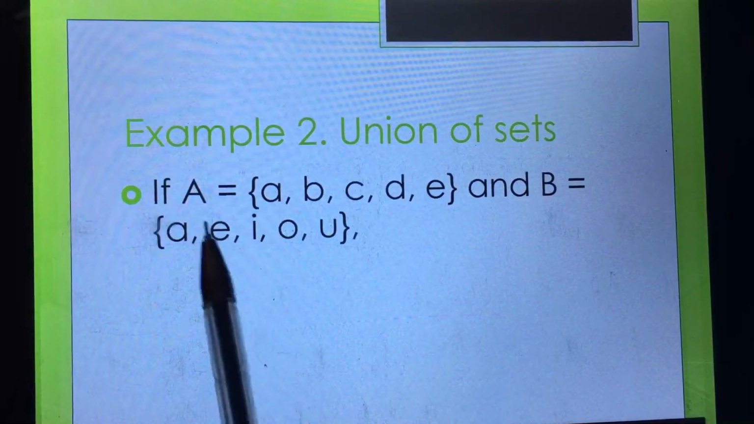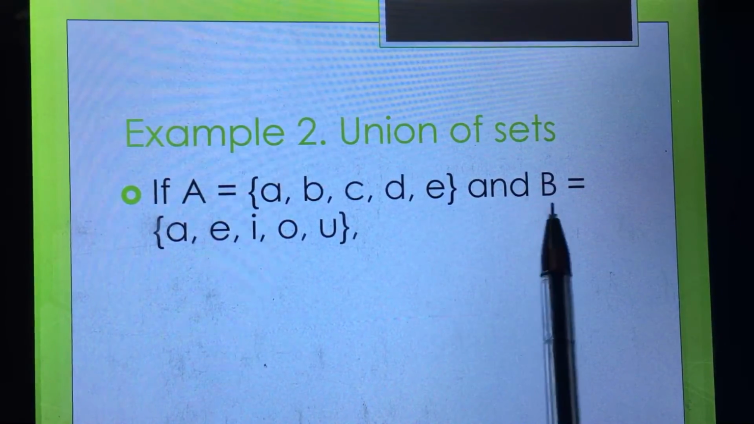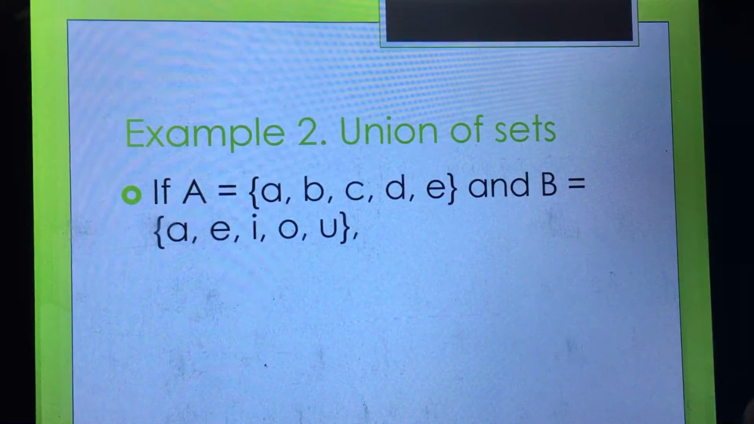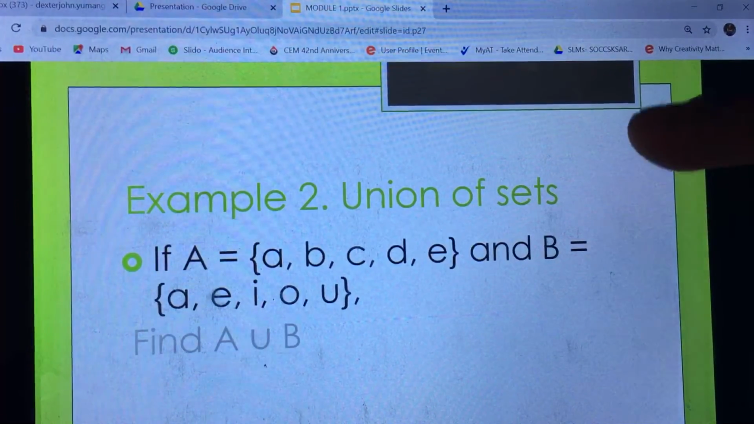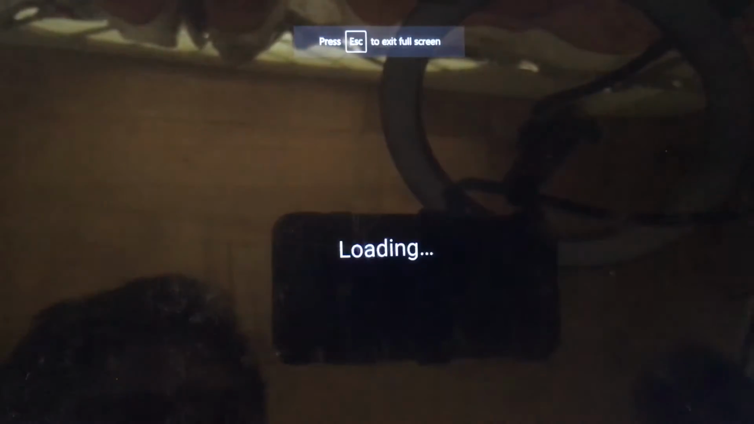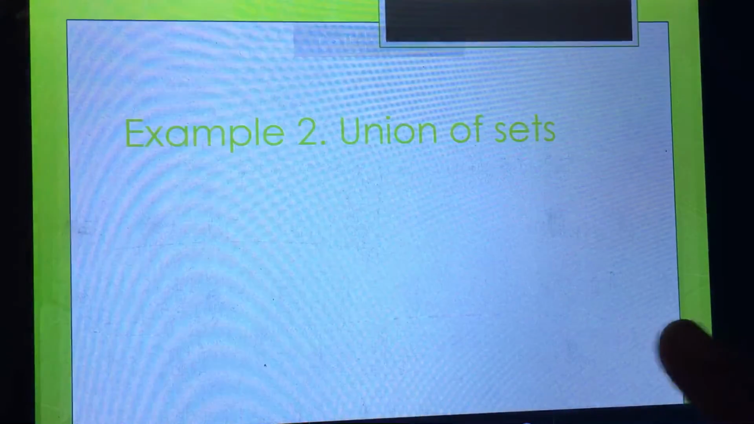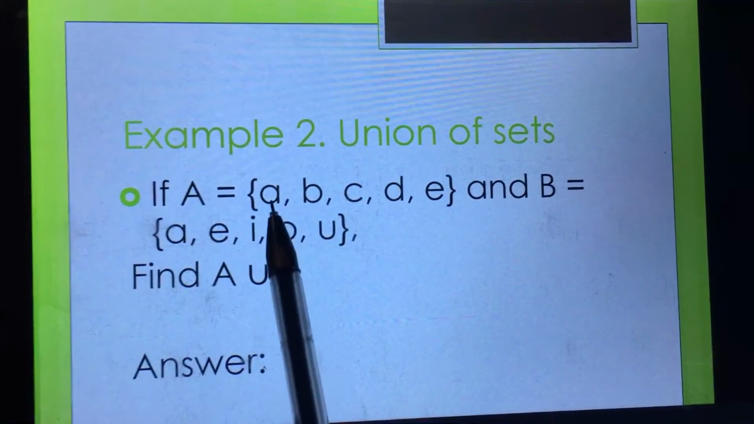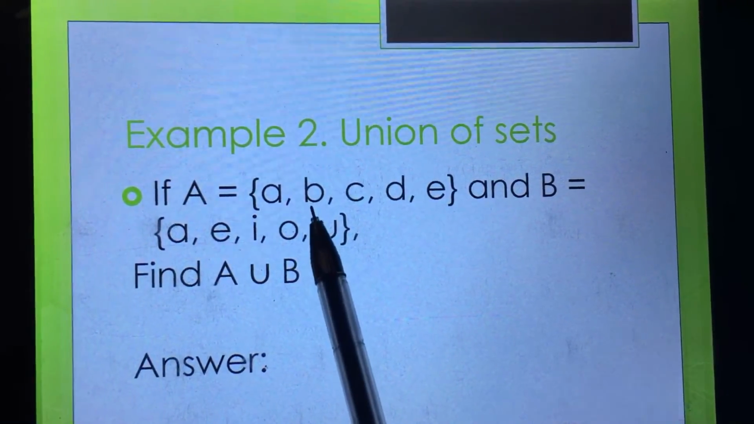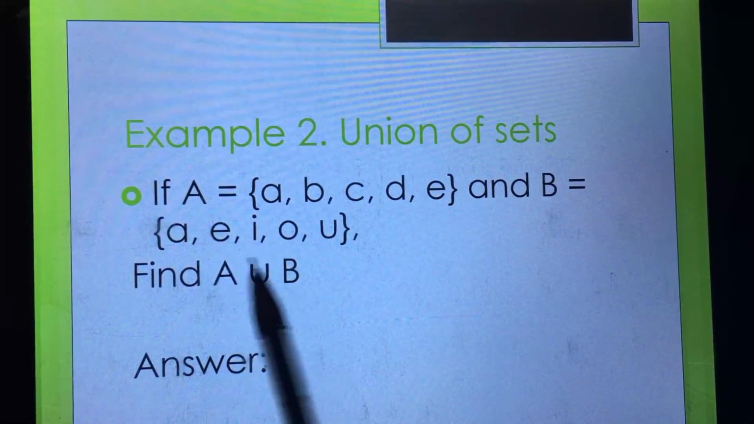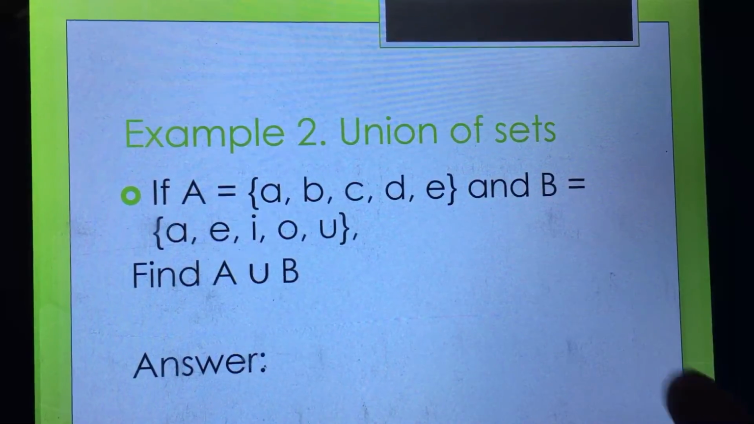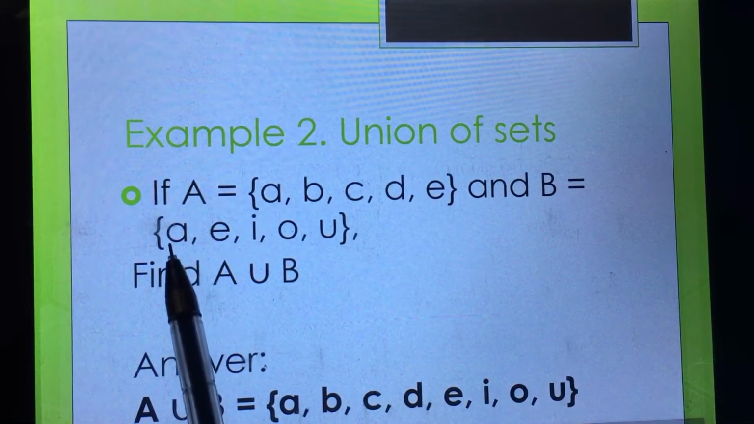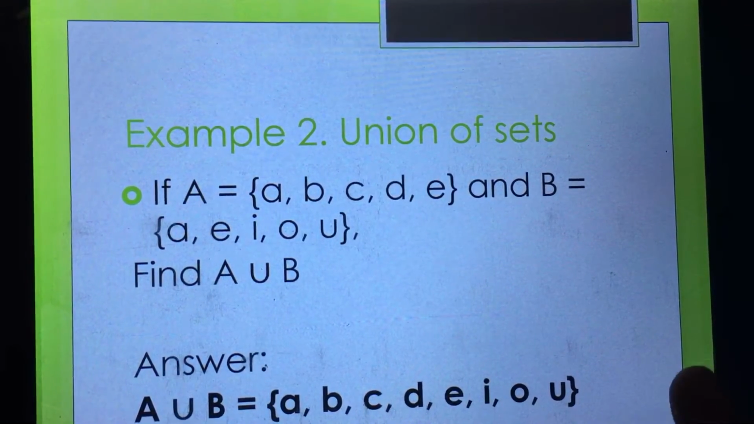Another example, the set A contains A, B, C, D, and E, and B is A, E, I, O, U. Now, we are going to combine this one. So, the answer would be, what do you think? We have A, cancelled. We have B, C, D, E, cancelled. Next, I, O, U. A, B, C, D, E, I, O, U. So, that is now the answer. What happened to A? It's here. It's been repeated. Next.